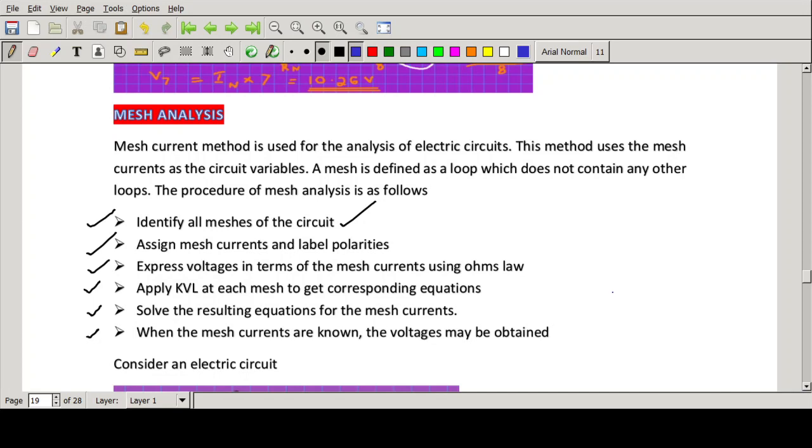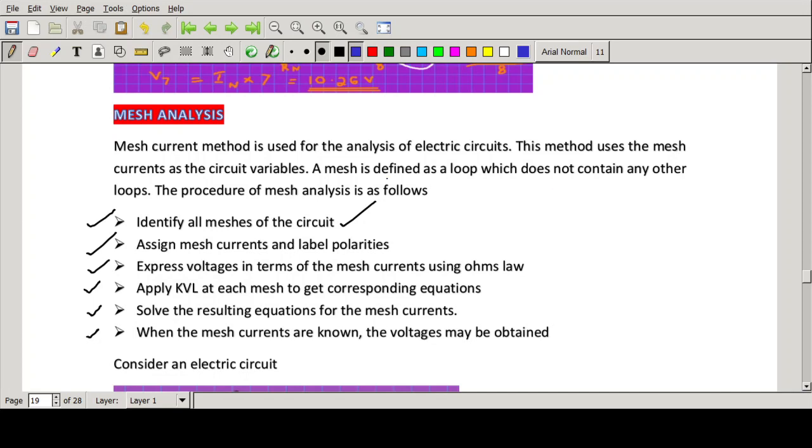Coming back to mesh analysis, we have to follow a particular procedure. There are some steps involved, and one by one, we have to follow those steps in order to solve the circuit. Starting with the first step: identify all the meshes of the circuit. In the given circuit, there may be one mesh, two meshes, three meshes. First identify all the meshes and mark them as mesh 1, mesh 2, and so on.